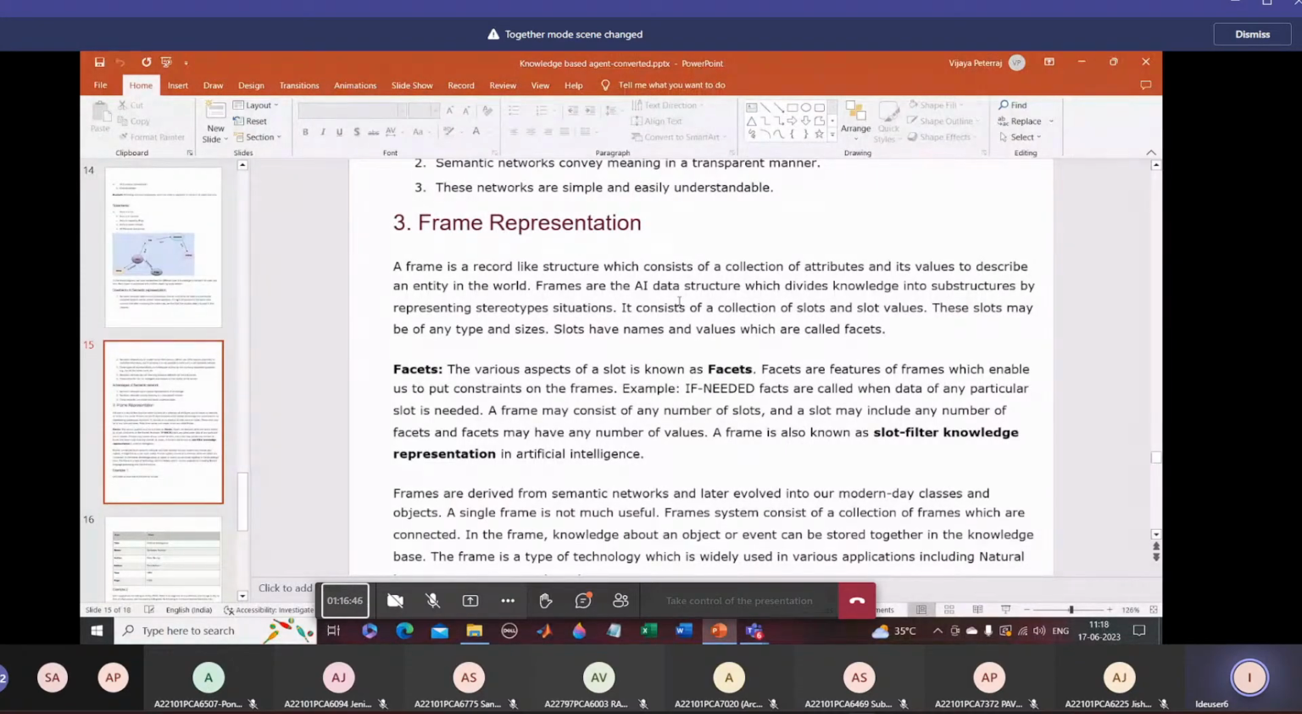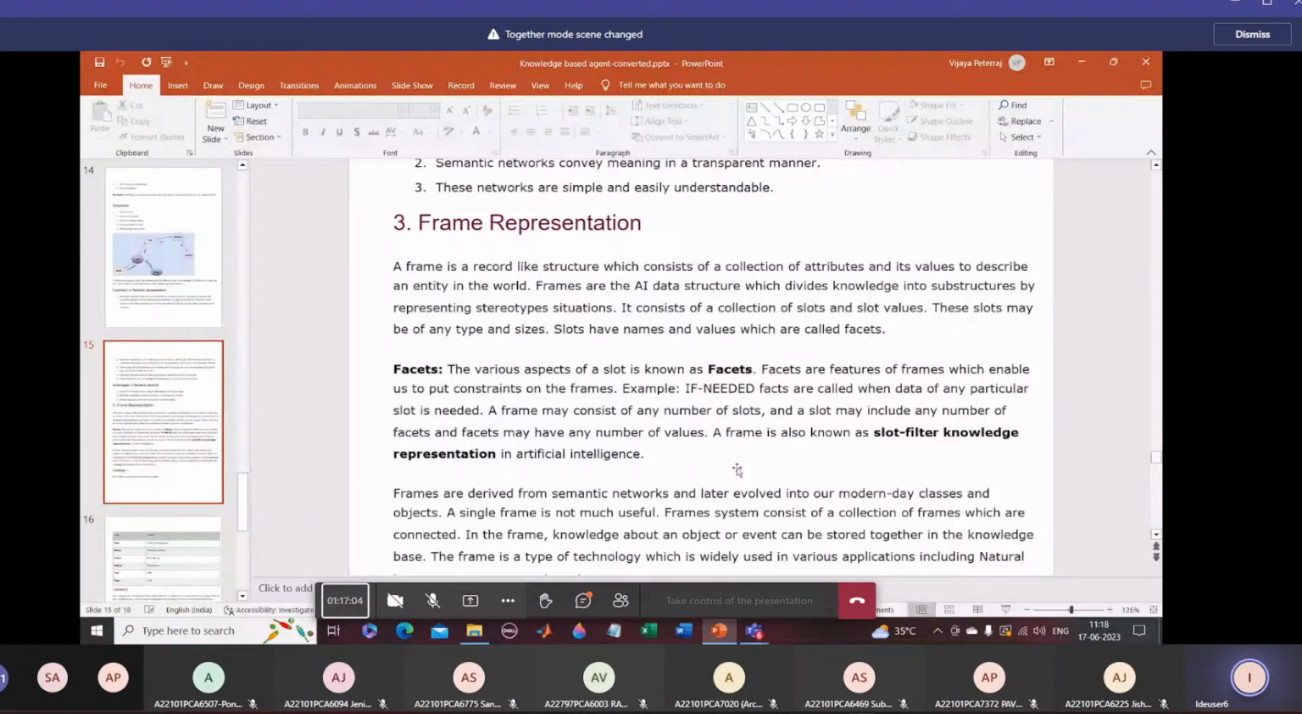So it consists of a collection of slots and slot values. A slot will have a name and values, and those values are called facets. So the various aspects of a slot are known as facets. Facets are the features of the frames, and they enable us to put constraints on the frames.